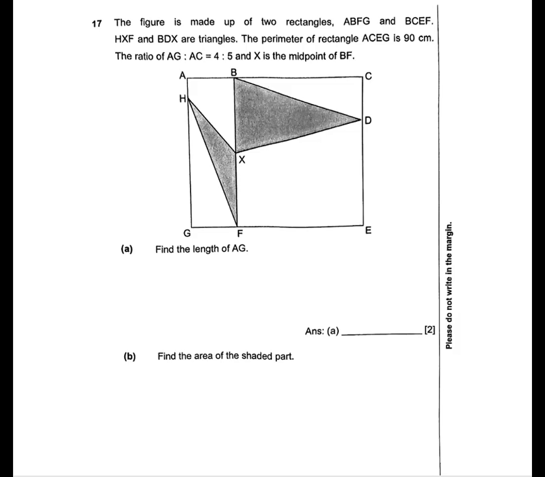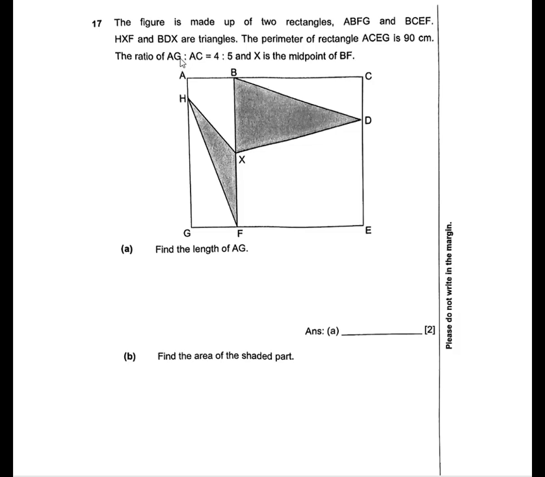This is another question which will also require some visualization and revising some basic concepts that we should be aware of. The figure is made up of two rectangles. ABFG is one rectangle, and BCEF is another rectangle. HXF and BDX are triangles. The perimeter of the rectangle ACEG is 90 centimeters. That is length AC plus CE plus EG plus AG, or GA, that is equal to 90 centimeters.